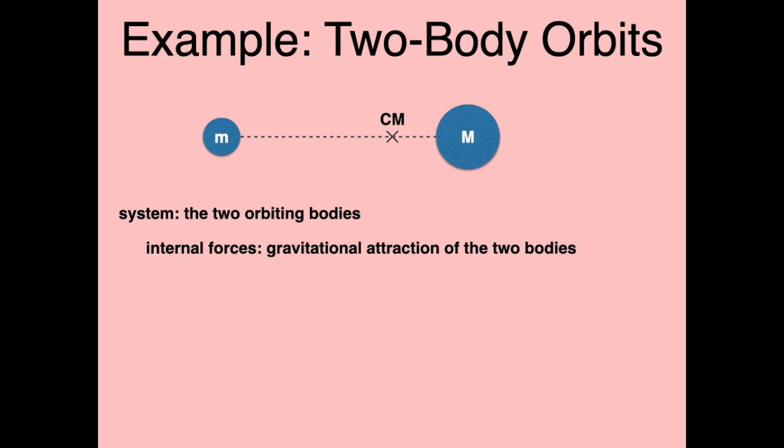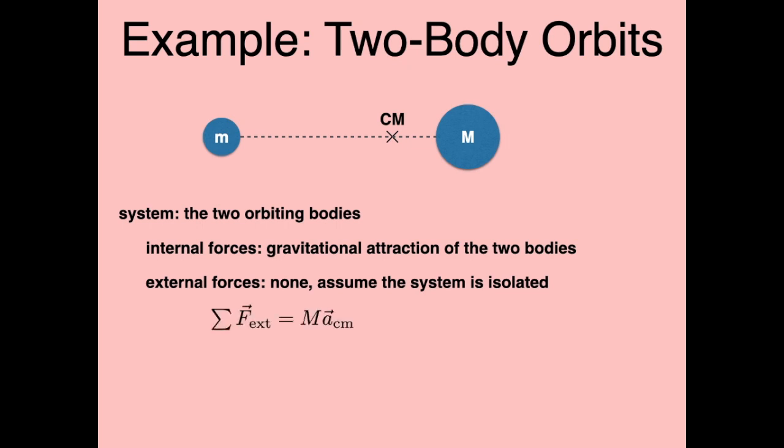Gravity is an internal force that holds this system together. But what about external forces? Is there anything from the outside acting on this system? Well, in general, there's more than just these two bodies out there in the universe, so things will be pulling on this system with some kind of force. But what we're going to do here is assume that this system is totally isolated. So there's nothing else around. It's just these two bodies, and they're just orbiting each other, and nothing else is around. So we're going to assume there is no external force on the system just to see what happens.